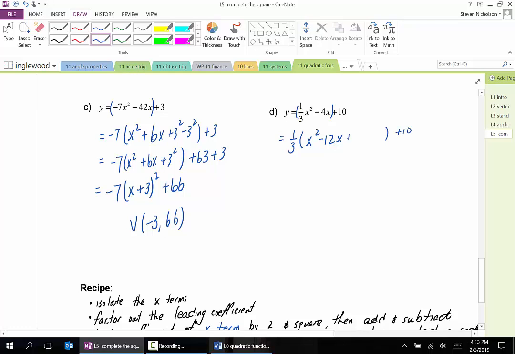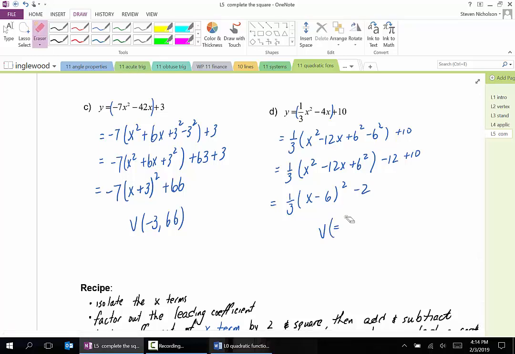We're going to take half the middle term and square it. It's always positive. We have to add the negative. We're going to take out that last term, and we're going to remember the coefficient 1/3. So negative 6 squared is negative 36, and 1/3 of negative 36 is negative 12. And finally, we're going to complete the square. (x minus 6) all squared minus 2. So our vertex is going to be 6 comma negative 2.